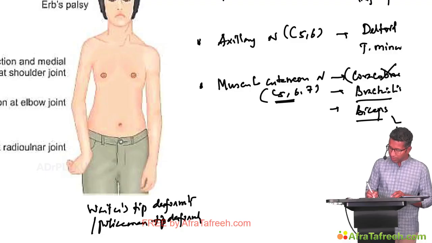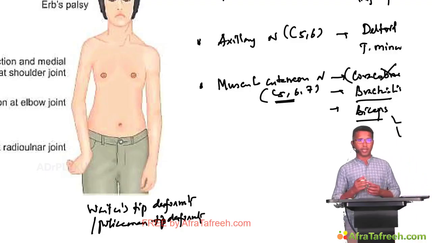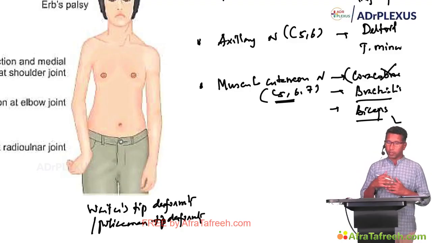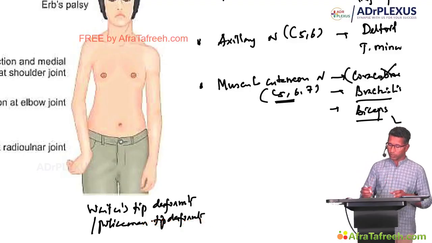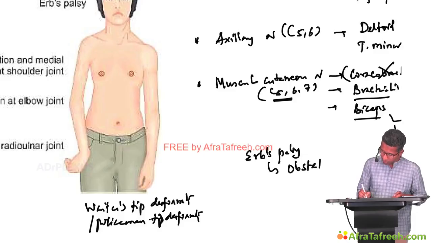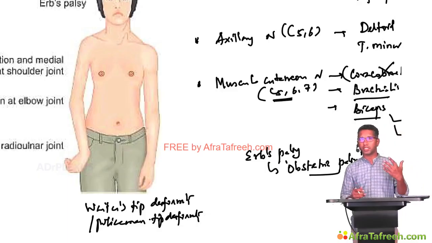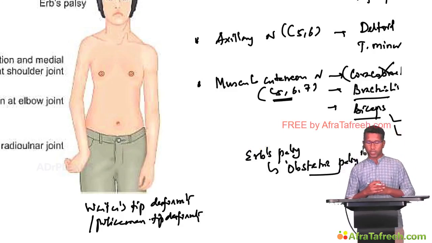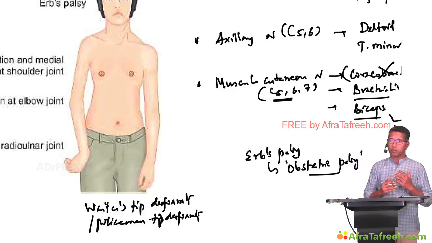Guys, please remember, this kind of Erb's palsy is most commonly associated with birth injuries. That is why Erb's palsy is also called obstetric palsy. It is also called as what? Obstetric palsy. Since the child is delivered, and during the delivery time the brachial plexus gets injured, this palsy is also called obstetric palsy, guys.